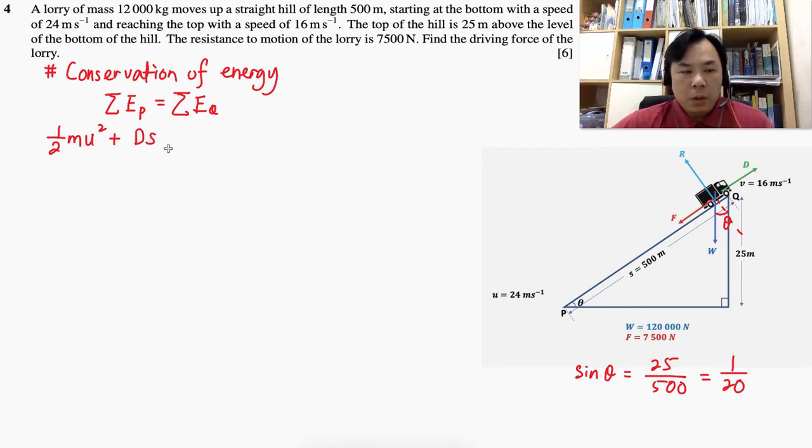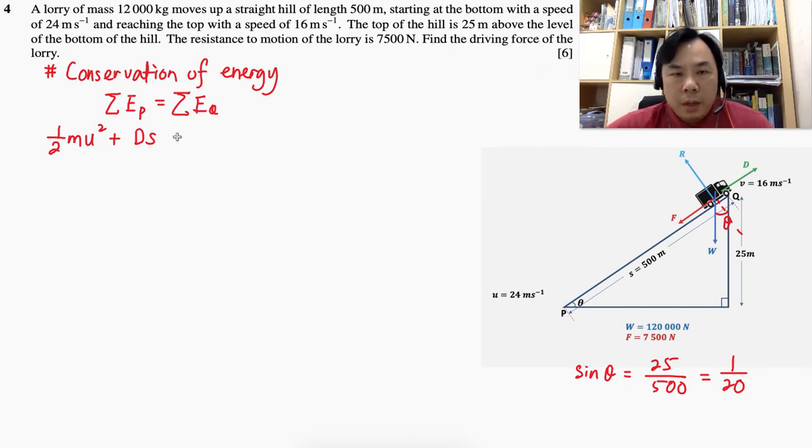Now, bear in mind, you may think that work done is something different from energy. It is not. Work done requires energy, and this energy is given by the engine itself. So initially, for the lorry to be able to commute up the hill, the engine is providing energy for the lorry to be able to move up. So this part here you can treat as energy provided to the lorry.